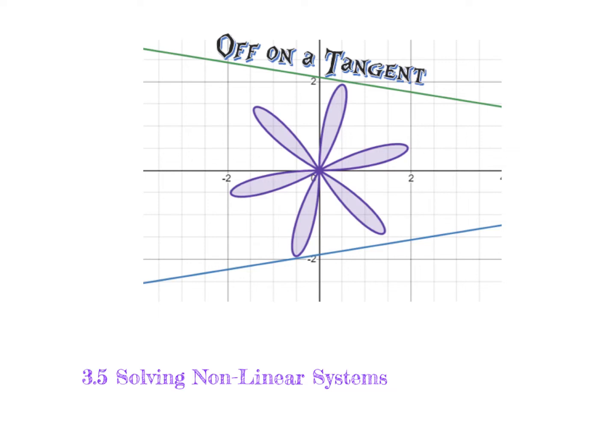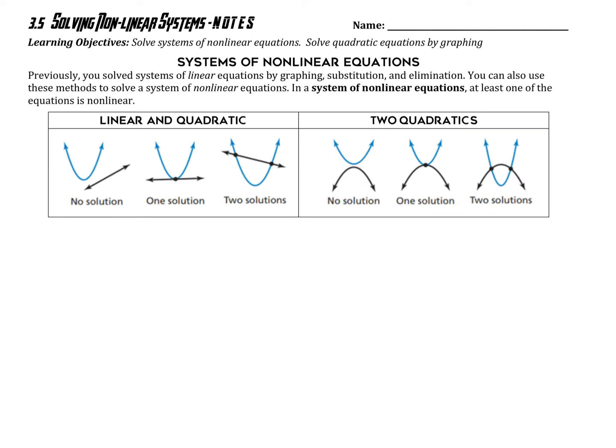Hello and welcome. In this video, we're going to be talking about solving nonlinear systems. So solving a system where we don't have two lines, as we've looked at in the past, but where we have a line and a quadratic, or two quadratics, or a circle and a line. So we're going to be really looking at how do we identify those solutions if we're given a graph, and how do we find those solutions if we're given the two equations. So let's go ahead and jump right in.